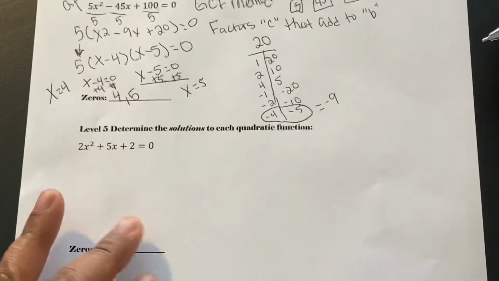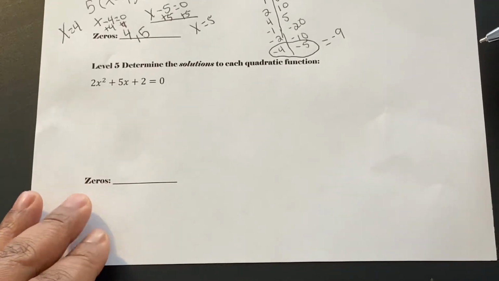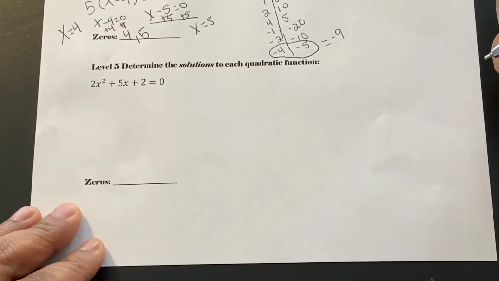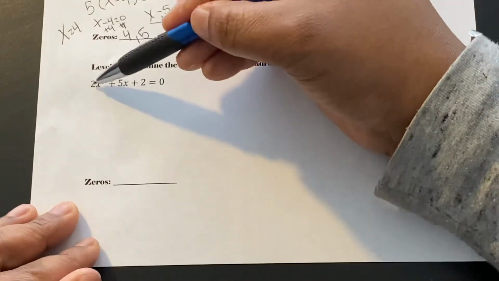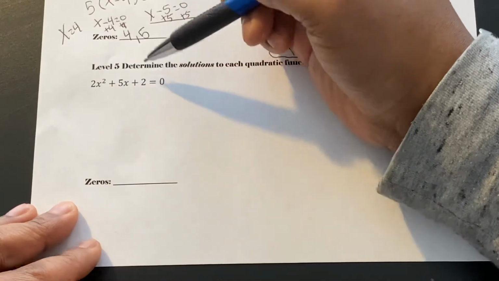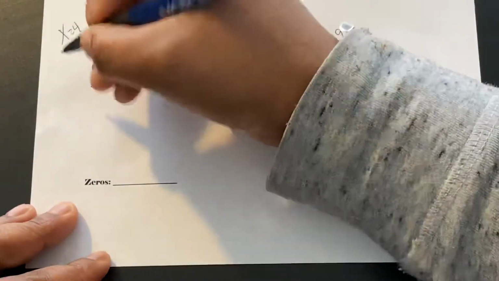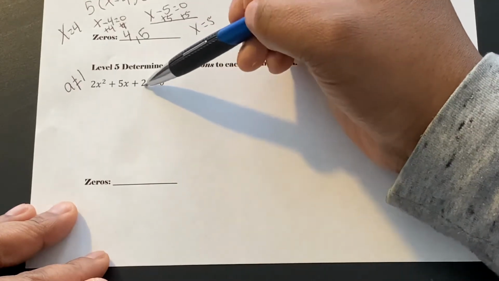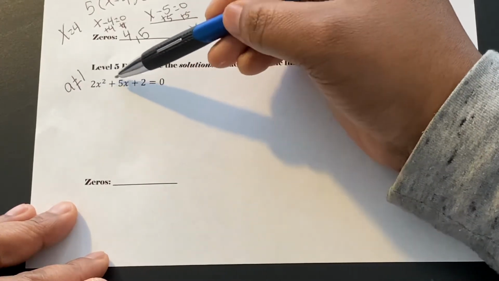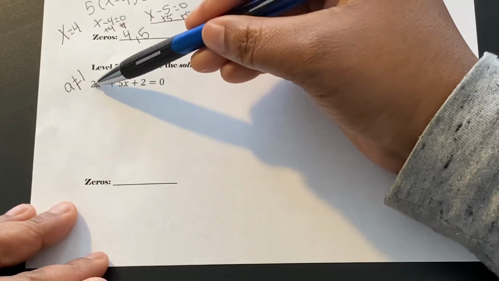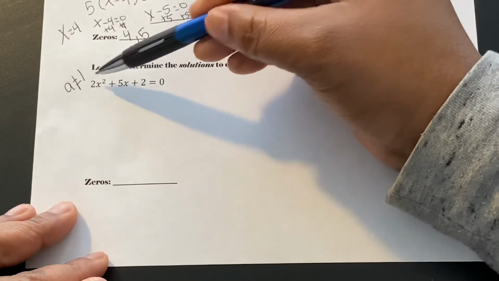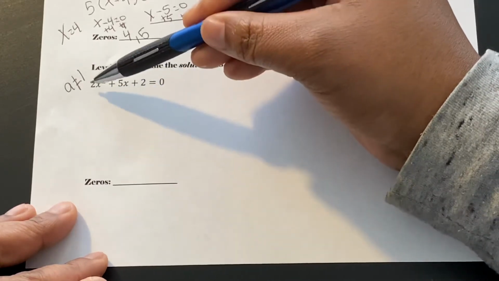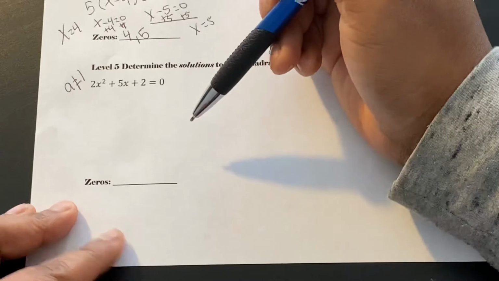Okay. Last but not least, level 5, it says determine the solutions to each quadratic function. Okay, I have a quadratic function 2x squared plus 5x plus 2. Here, the a term is not 1. So I'm going to look to see if I can take out a GCF. Clearly, they do not have a GCF. All the three terms have to have a GCF. 2x squared and 2 have a GCF, but 5x does not share the same GCF. Therefore, you cannot take out a GCF from this problem.